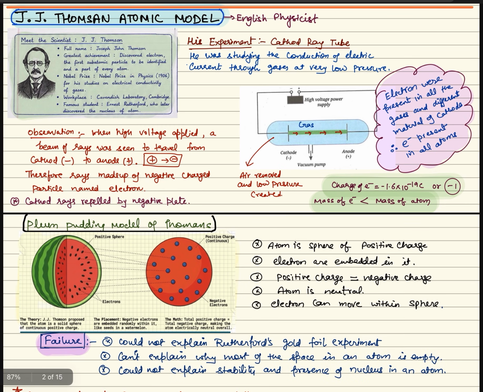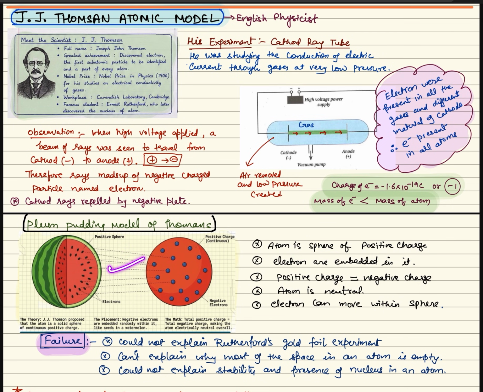According to Thomson, he showed the presence of the electron by the plum pudding model. It is just like a watermelon. Inside the watermelon, the red part is a continuous positive charge, and the seeds are negative charge, but the positive and negative are in equal amount. That's why the atom is neutral, but electrons can move within the sphere. So according to the plum pudding model, an atom is a sphere of positive charge and electrons are embedded in it and they can move, isn't it?